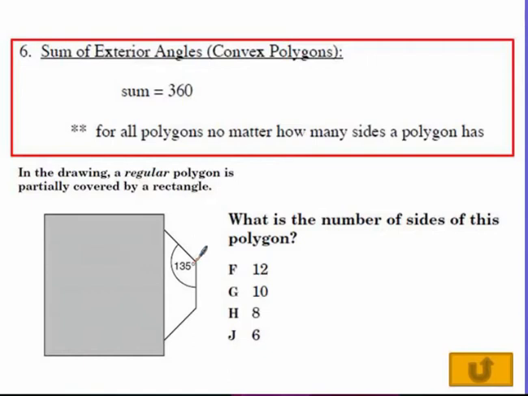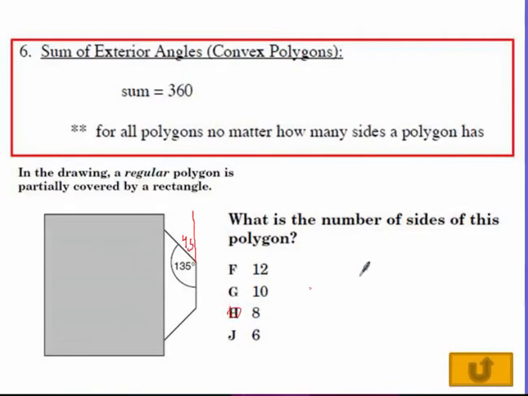So let me show you the right way to do it. First of all, I would find one exterior angle, because the sum of the exterior angles is always 360 no matter what. If we find one exterior angle, that's going to make our lives a lot easier. The interior plus the exterior always adds up to 180 degrees. So 180 minus 135 is 45. Now we need to do 360 divided by 45, and that gives me 8.